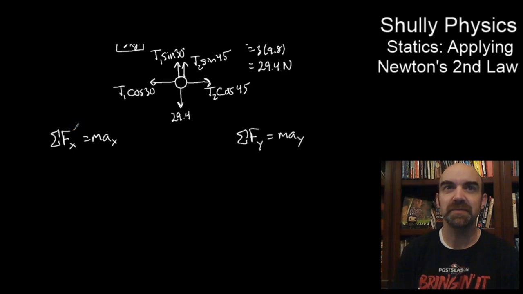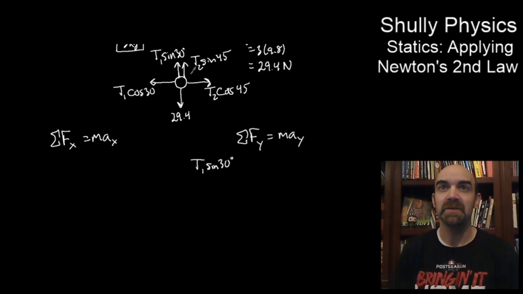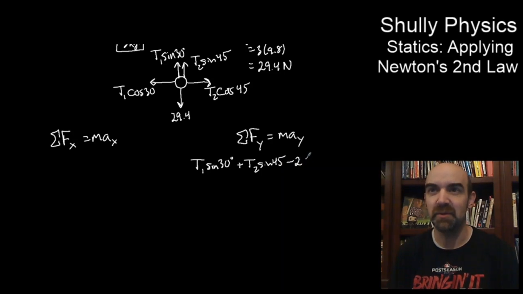In the y direction, let's start with that. Actually, like I said before, let's start with the one with the number. So I'll do the same thing here. We're actually going to have a couple of unknowns in the end, but I'll do what I said I'd start with anyway. So T1 sine 30 goes up, T2 sine 45 goes up, and 29.4 goes down. So there's going to be a lot going on here. Just have patience and write it out. T1 sine 30 is up, plus T2 sine 45 is also up, but 29.4 is down, so we're going to subtract that from the up forces. Two up arrows minus one down arrow equals mass times acceleration. Again, we want to hold this at rest. It's static, so zero acceleration.